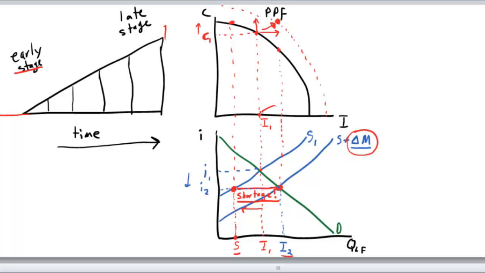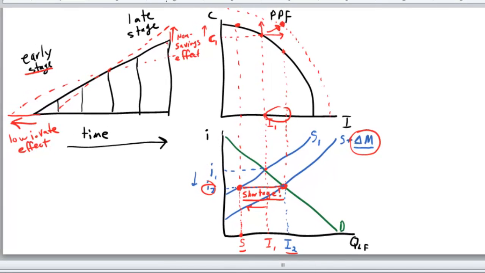Okay, we're trying to do this extra investment at the lower interest rate, which wants to add early stage. Okay, that's the low interest rate effect. But we're also trying to consume more, which is the, I'll call it the non-savings effect. We're trying to change a capital structure like this and like this at the same time. And the Austrians' point is that that's not sustainable. You can temporarily rise above the PPF.